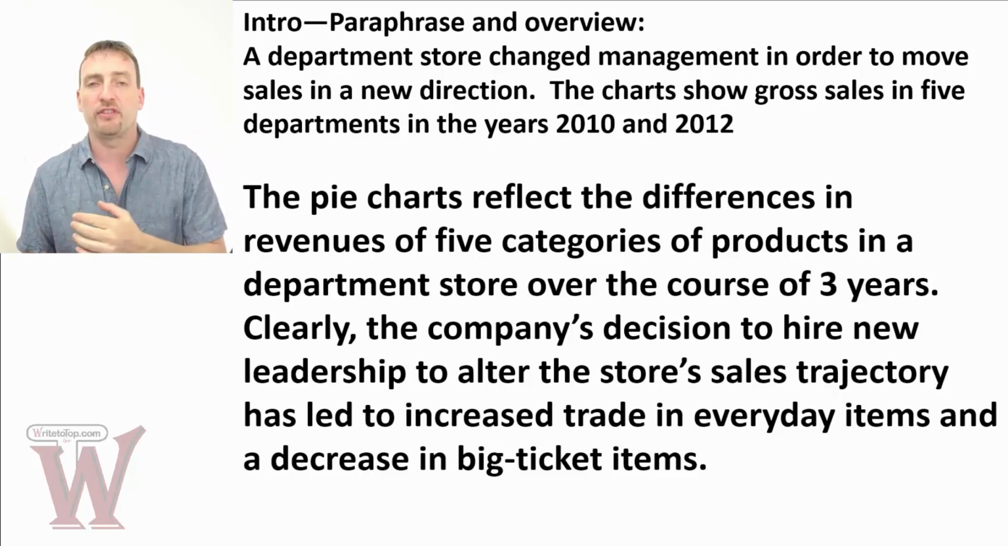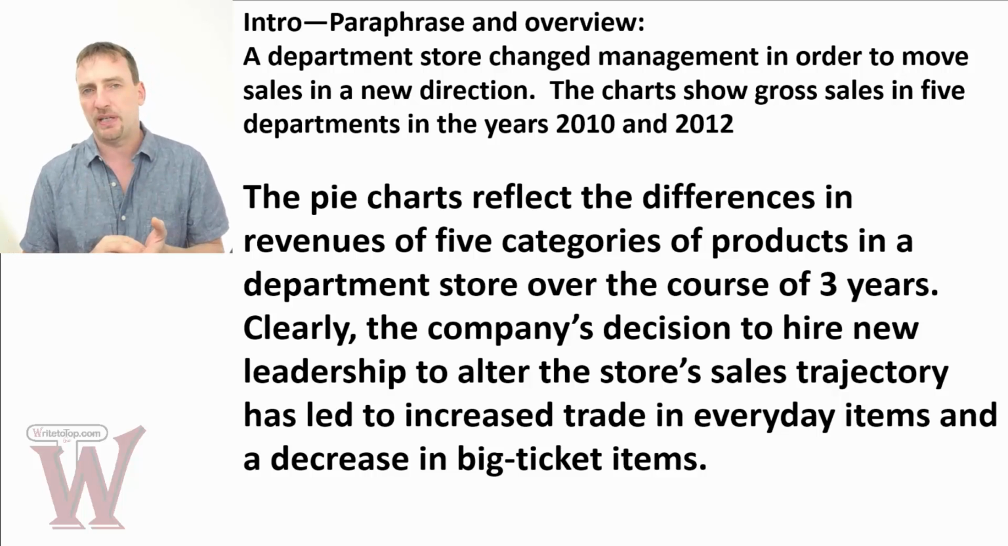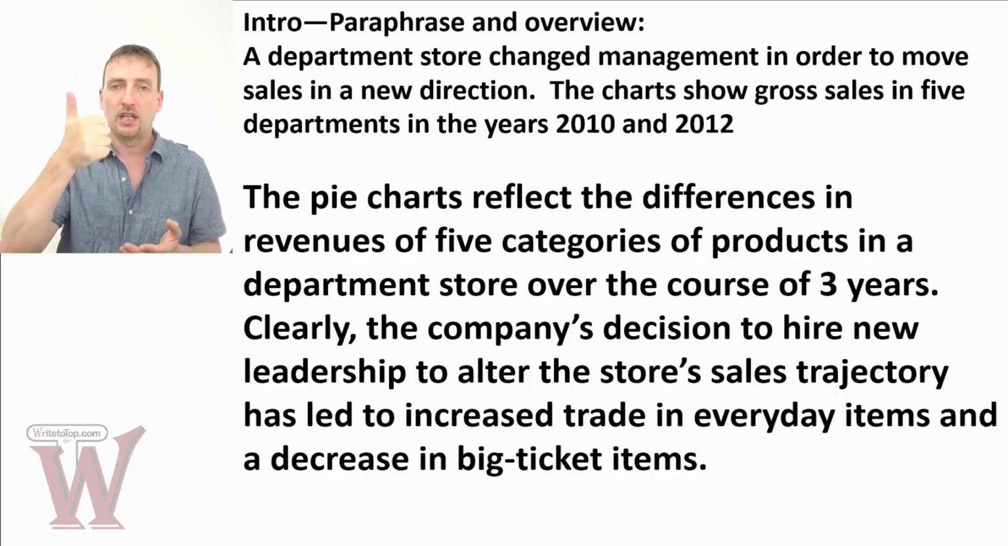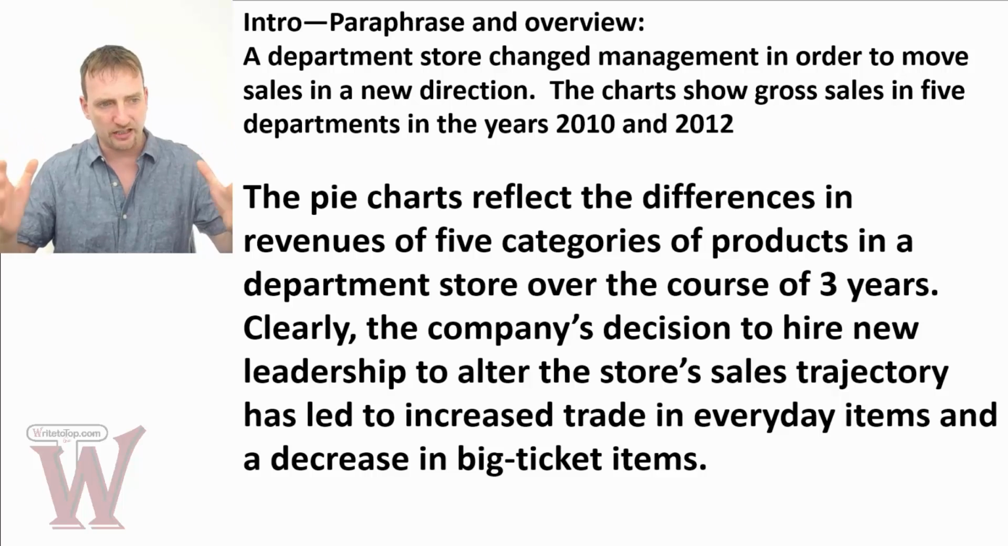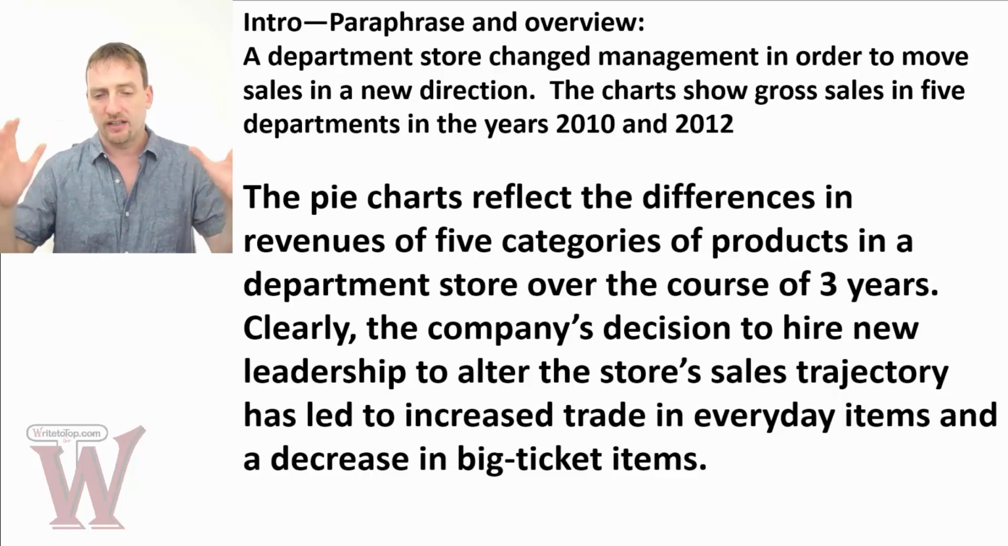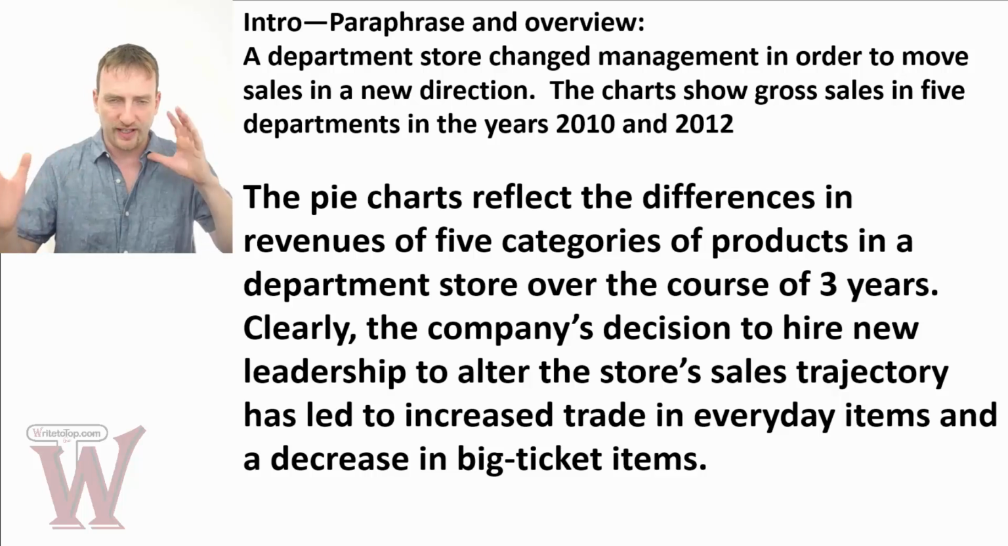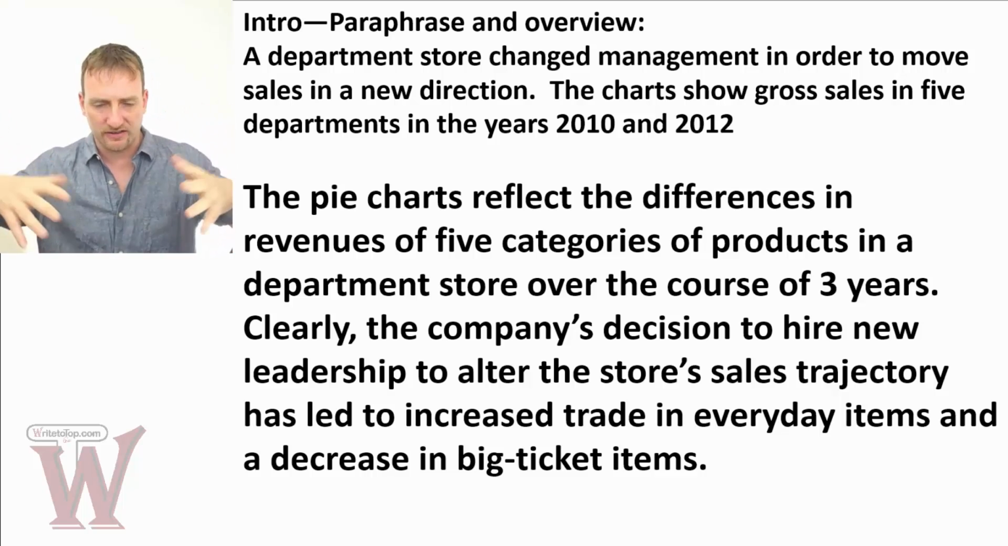2010, 2012, 3 years. Now, first of all, many people will write 2 years, 2010 to 2012. But remember, 2010, 2011, 2012. Don't forget that years, and especially when you're looking at graphs, are usually inclusive. So don't forget to include the 2 end years in your counting.